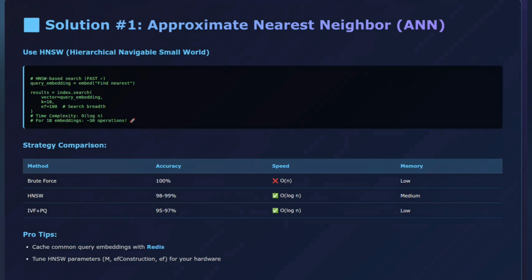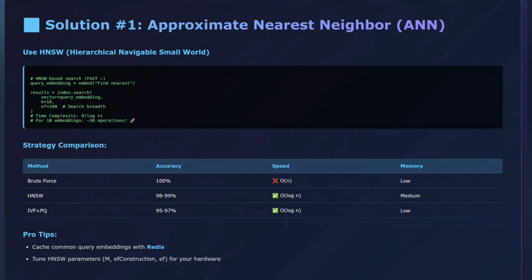But HNSW isn't the only option. You've also got IVF, inverted file indexes, combined with product quantization. IVF first partitions vectors into clusters, then only searches within the closest clusters. Product quantization compresses vectors without losing much information. The trade-off table on your screen shows the comparison. HNSW gives you near-perfect accuracy with speed.